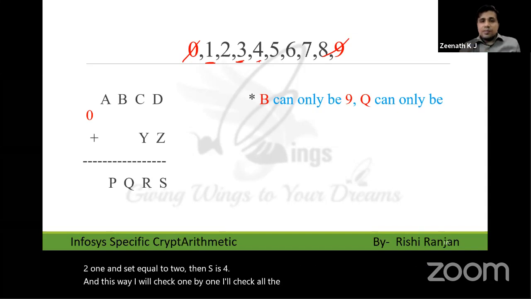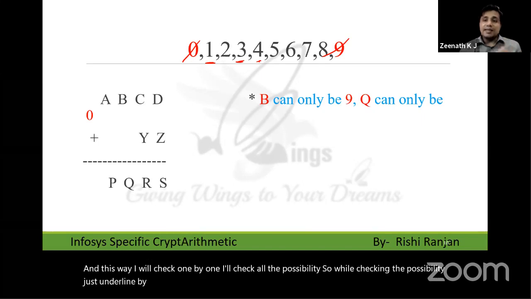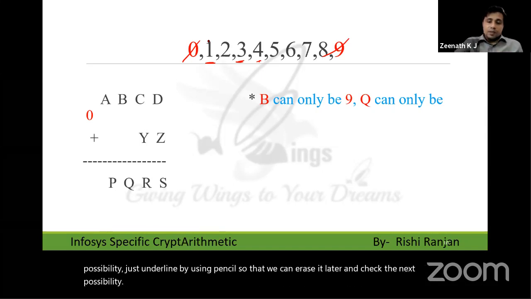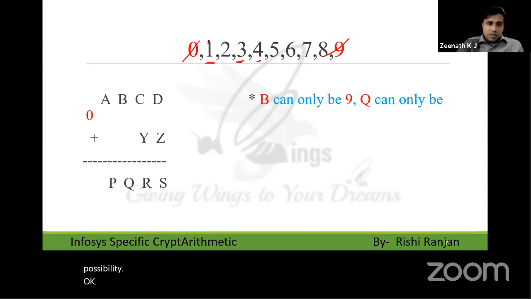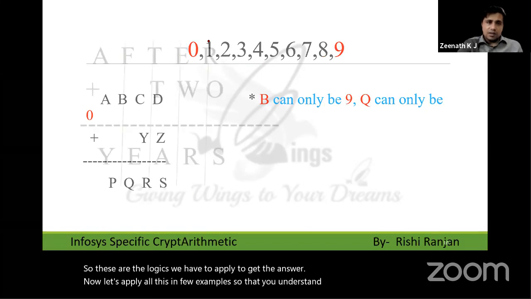So while checking the possibility, just underline it using a pencil so that we can erase it later and check the next possibility. Okay. So these are the logics we have to apply to get the answer. Now let's apply all this in a few examples so that you understand how to apply it. Okay. Let's take one example.